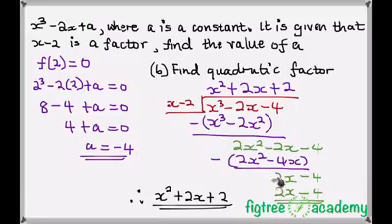X into 2x, it's positive 2. Then 2 times this whole expression is 2x minus 4. Therefore 2x minus 4 minus 2x minus 4 gives me 0. This means this will be my factor, and this will be a quadratic factor. So the quadratic factor here will be x squared plus 2x plus 2.